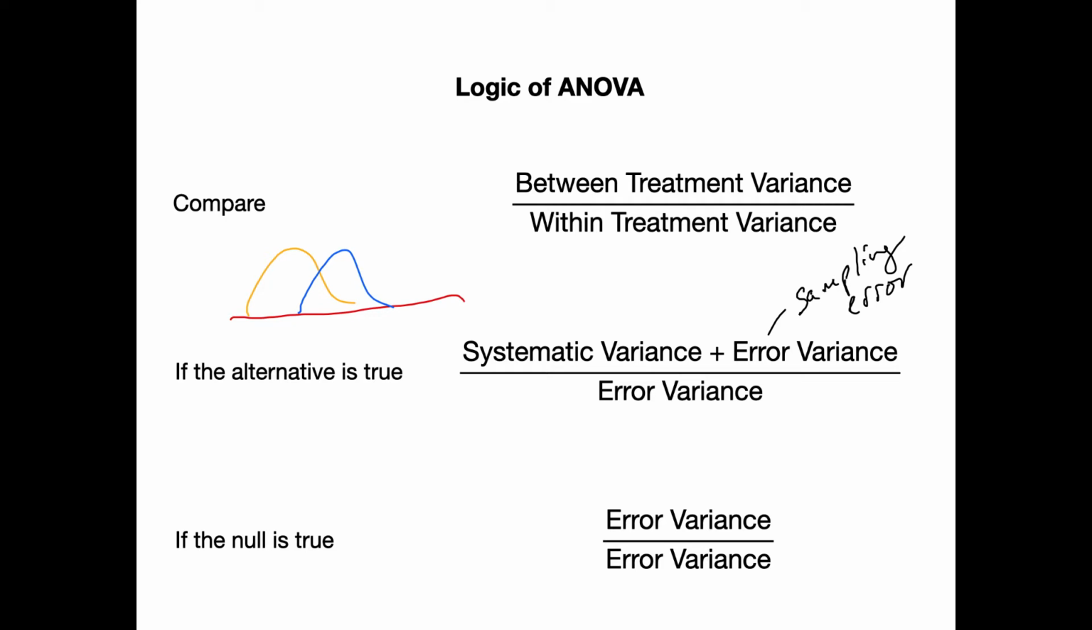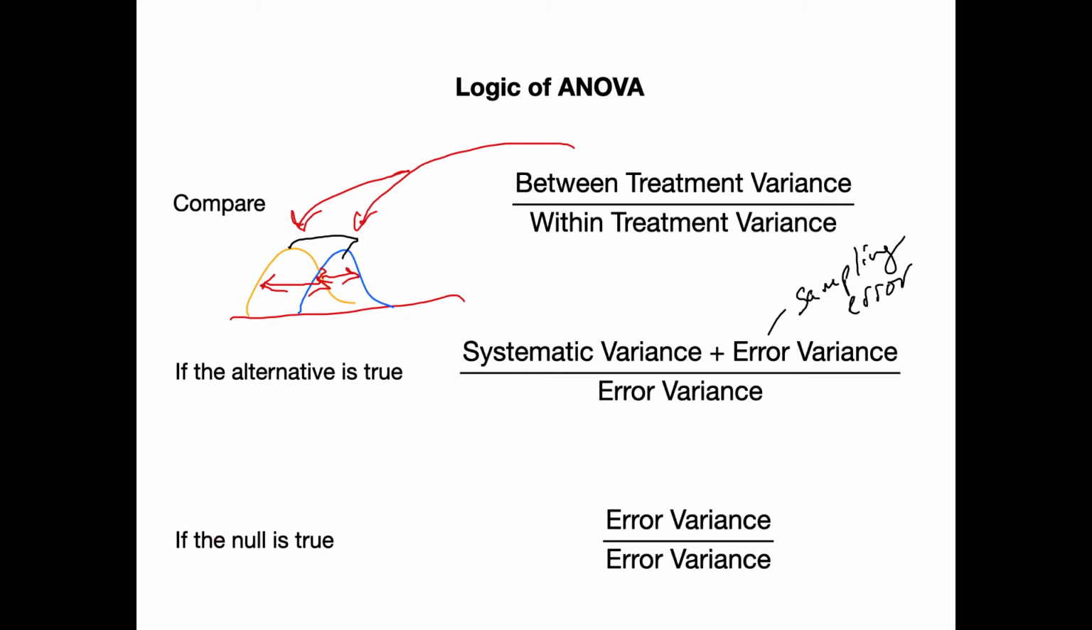The difference between these means here is due to both systematic sources of variability, because they're different populations, as well as sampling variability. And just to clarify, the difference between these means, right here, is that between treatment variability. The within treatment variability is the variability within each condition. So if the alternative is true, this between is both things. The within is just the sampling error.